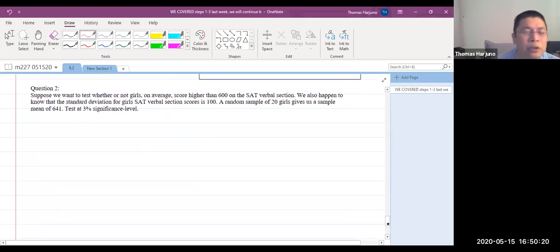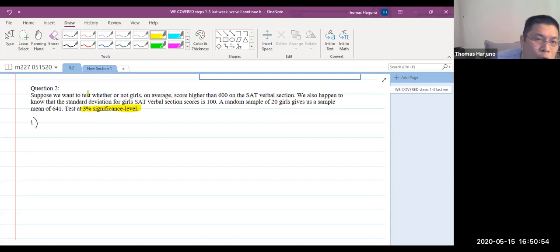Can I ask you to do this question too? Do up to step 5. So the significance level now is 3%. Now, significance level is something you use in step 5 based on our procedure. If you use the traditional method, the critical value method, then the significance level will be used in step 4. But using the p-value method, it is used in step 5. In other words, in your steps 1, 2, 3, 4, you don't worry about the significance level.